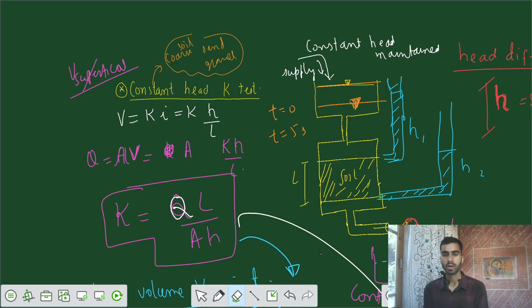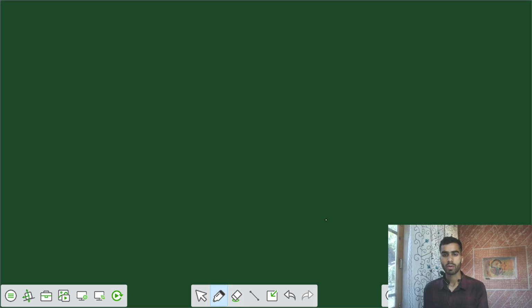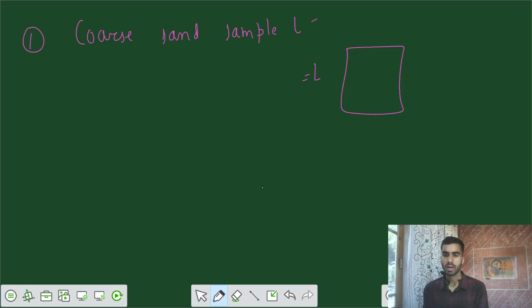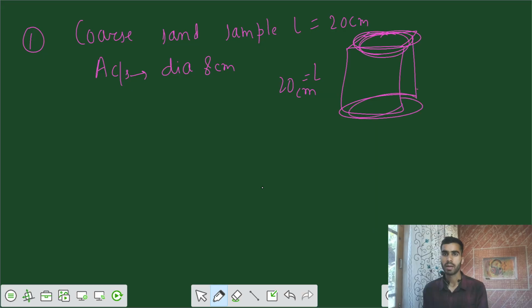Let's take one problem for understanding this method. So we have coarse sand. The height of the sample is L, equal to 20 centimeters. And the area of the cross section of the sample is such that we are having a diameter of the sample as 8 centimeters. That means it's a cylindrical sample, with 8 centimeter diameter and a height of 20 centimeters. This is your core sample.